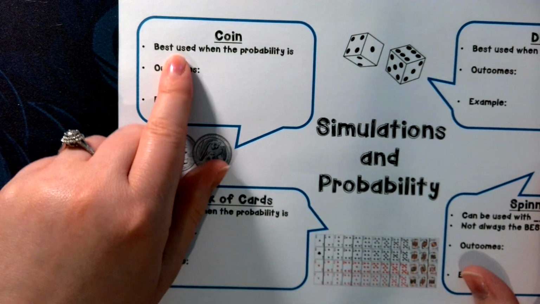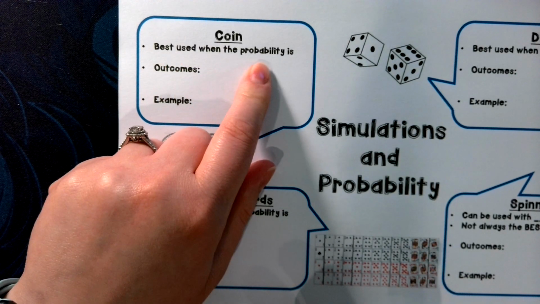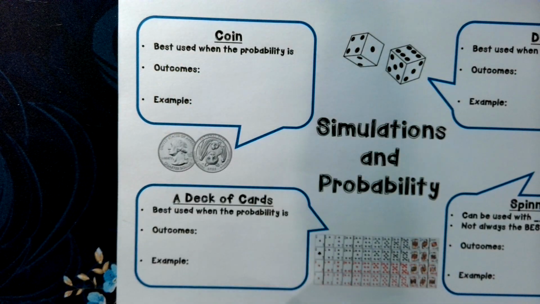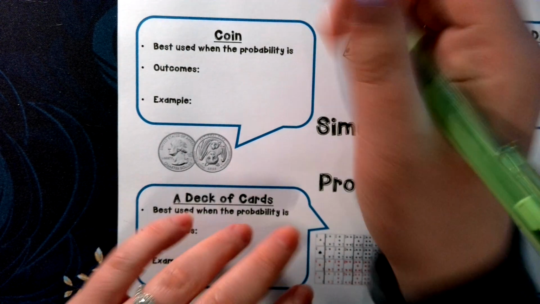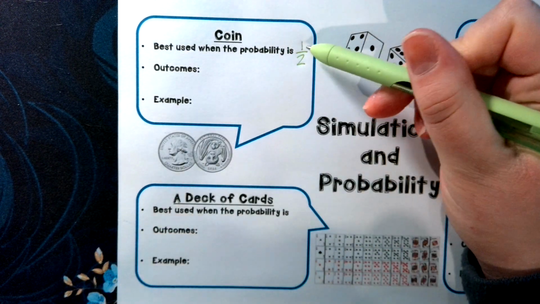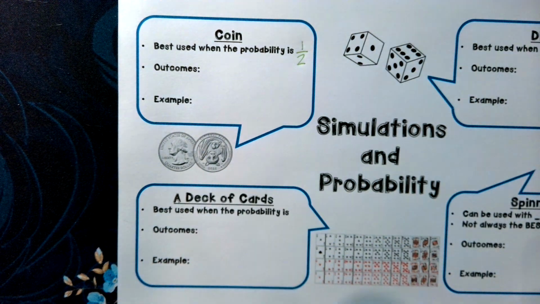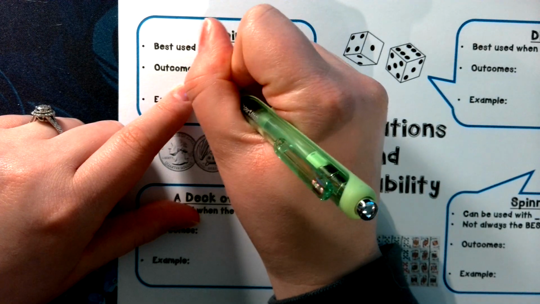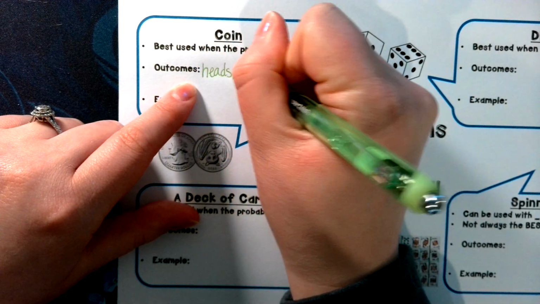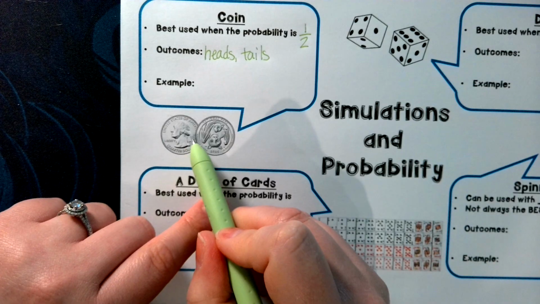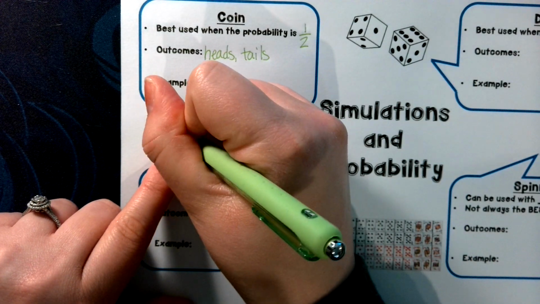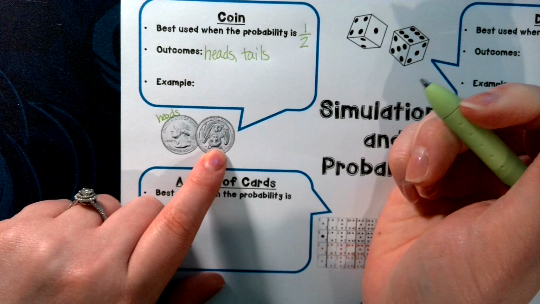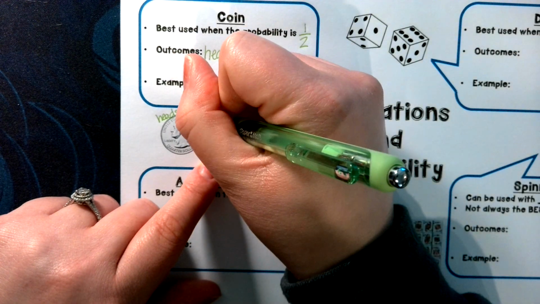So we can use a coin to help simulate when the probability is 1/2. When we want one outcome out of 2, that's when we want to use a coin. Our outcomes on a coin, remember, are heads and tails. So like on this coin here, we see this side is the heads, and this side, these have little bats on them. That's the tails.